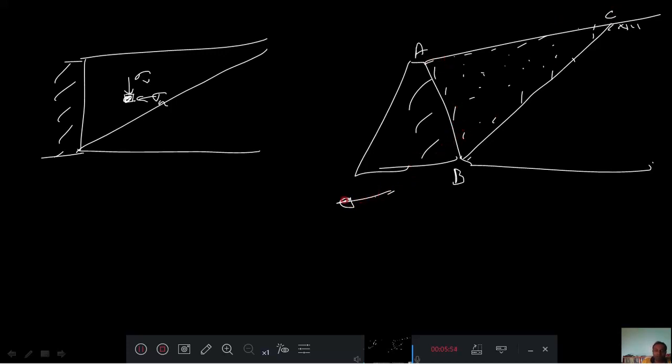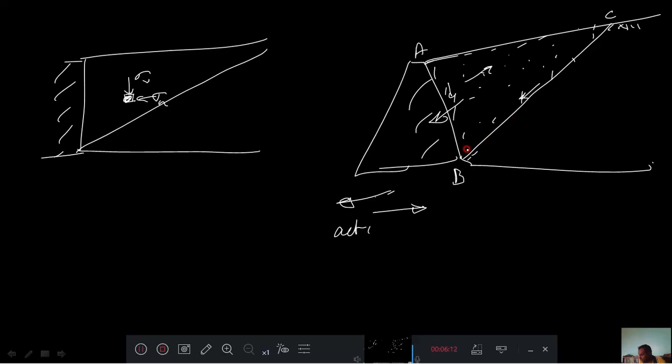If it is moving away from the backfill, that is your active case, then it will move downwards. If it is a passive case, moving towards the backfill, then it will move upward. But the action will be on the entire wedge.